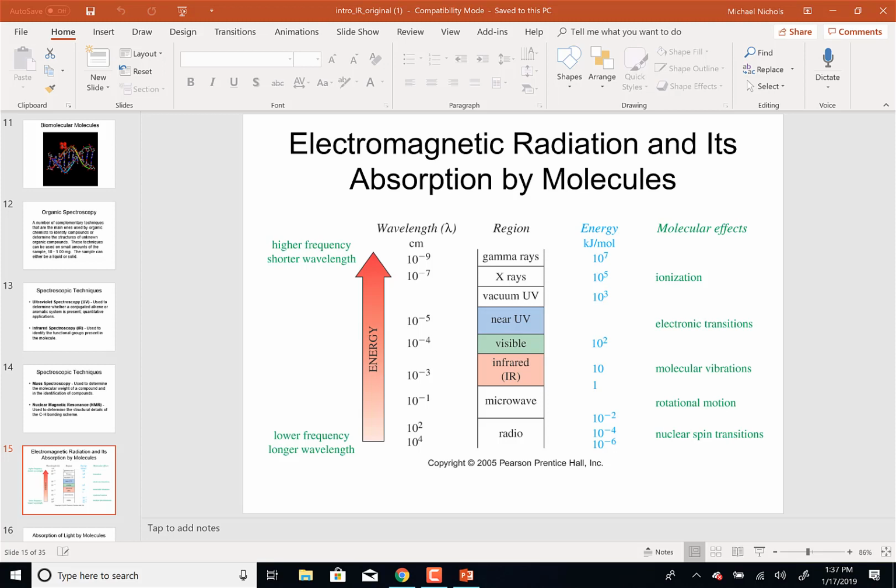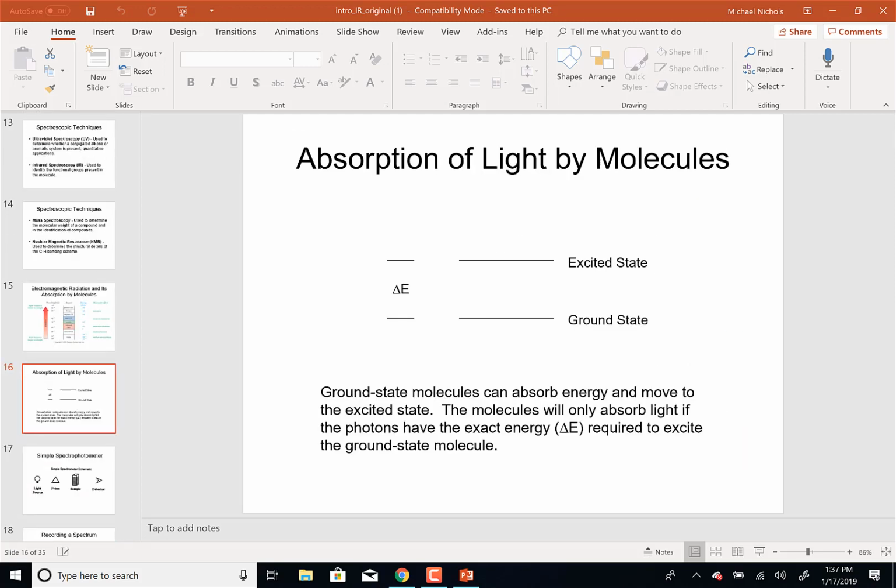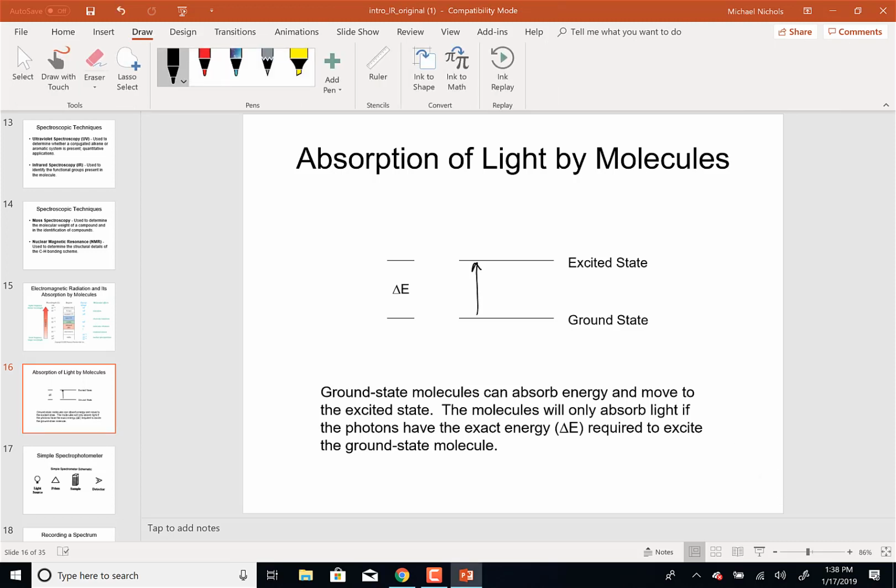So we're going to use these. We're going to use infrared, and we're going to use radio waves for NMR, for nuclear magnetic resonance. Okay. So how does this work? Well, here's how it works. For a molecule, just like an atom, there's an excited state and there's a ground state. So in the ground state, what happens is we absorb energy to have the molecule go up to the excited state.